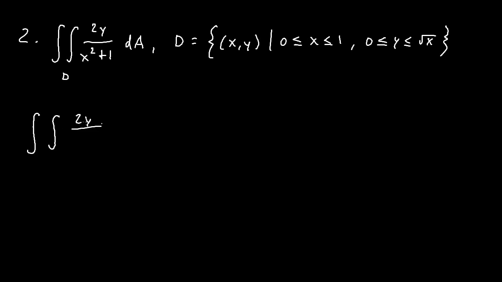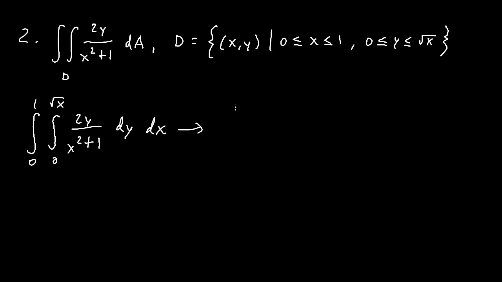So if I rewrite the double integral of 2y over x squared plus 1, the y bounds have the variable, so that is going to go on the inside integral, and the x bounds have the constants from 0 to 1, so that's going to be on the outer integral. Since y bounds are on the inside, I'm going to put dy first, and then dx on the outside.